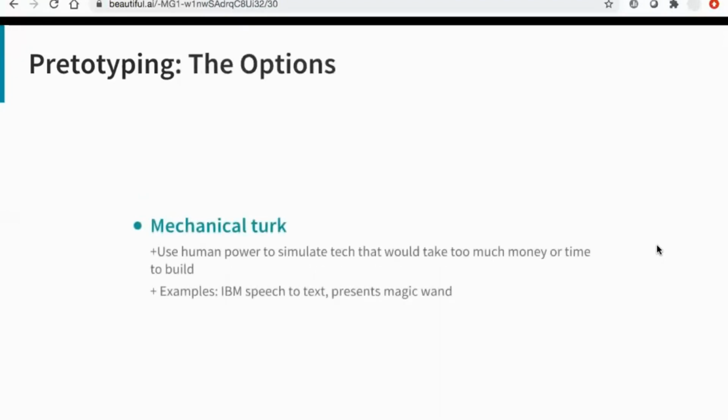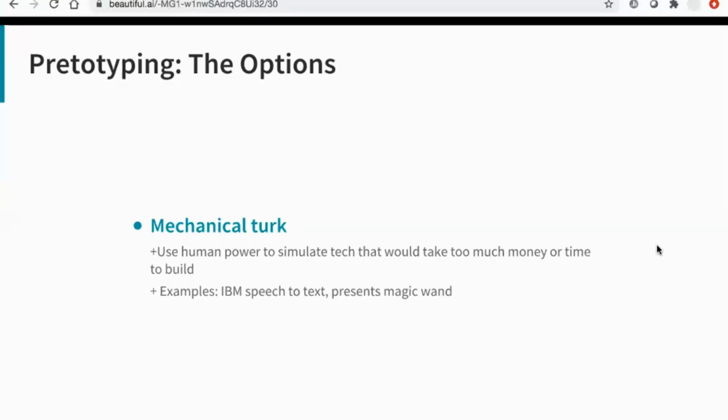Okay, so some options for pretotyping. The first one is a mechanical Turk. A mechanical Turk is used when you're using human power to simulate technology that would take a lot of time or a lot of money to build. A good example of that is IBM's speech-to-text technology. IBM knew they could build, or had a good idea that they could build, speech-to-text technology, which is commonplace now, but at the time it was new. But they wanted to understand, does anybody even care? Would anybody want this? If we built this, would anyone think it was cool? So they could have built it and tested it and seen on the market if it did well with whatever product they put it in.